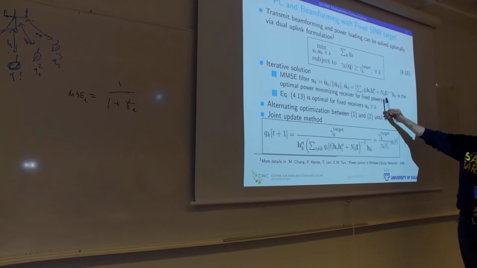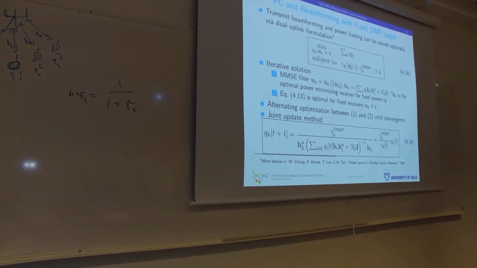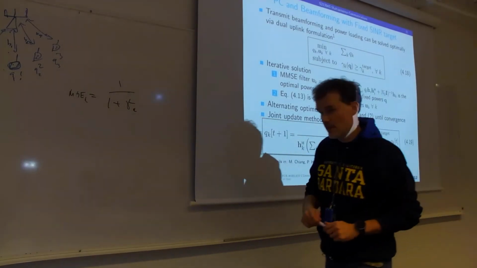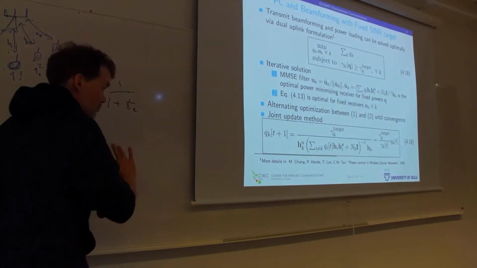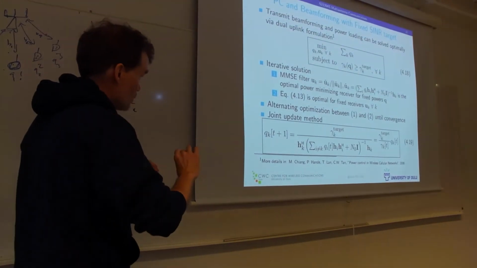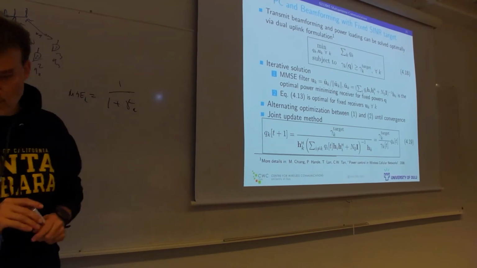So every step is guaranteed to have a monotonic decrease of the objective. And you can prove the convergence using the standard interference function arguments. Much more details in this book. That's how it goes. You can do this in an alternating manner: optimize the beamformers, solve the powers, optimize the beamformers, until there's no change in the objective.